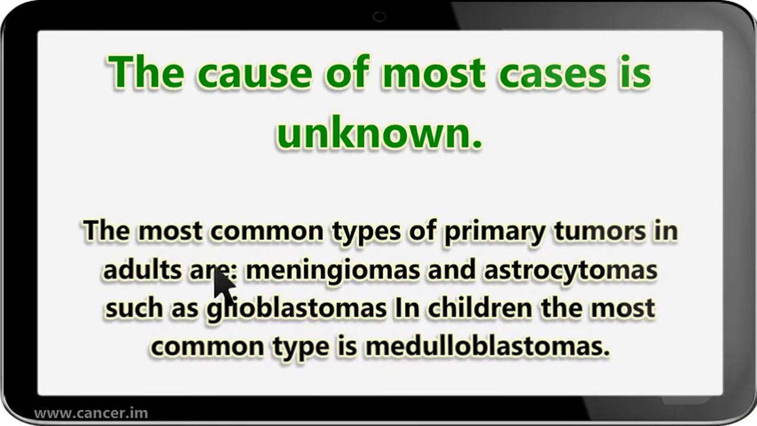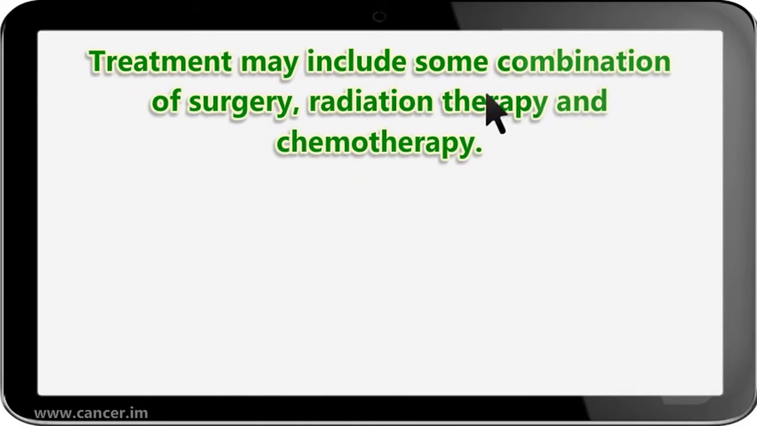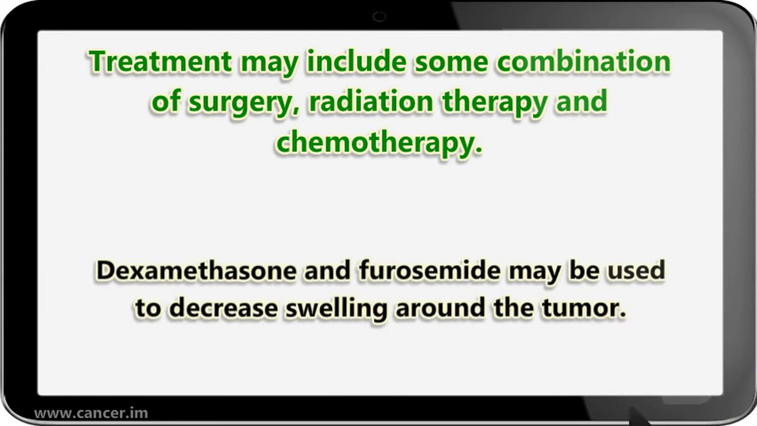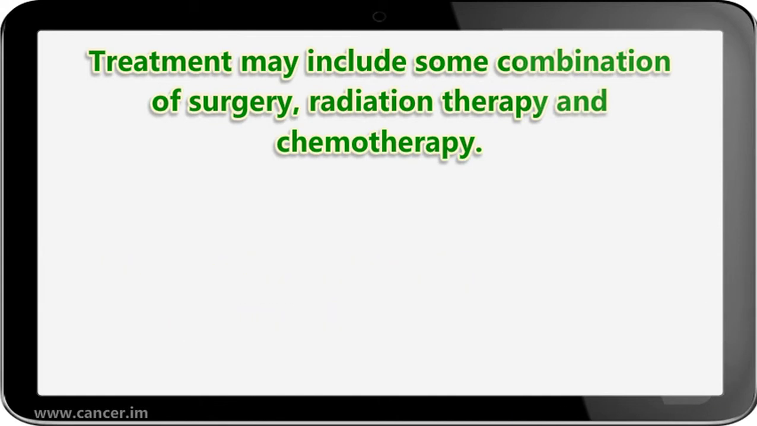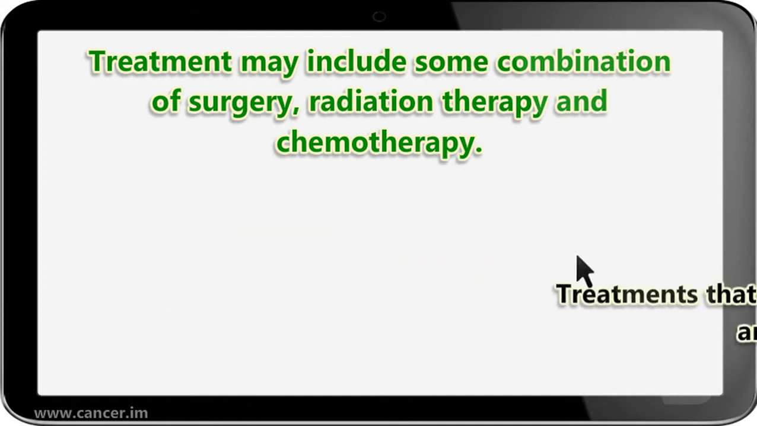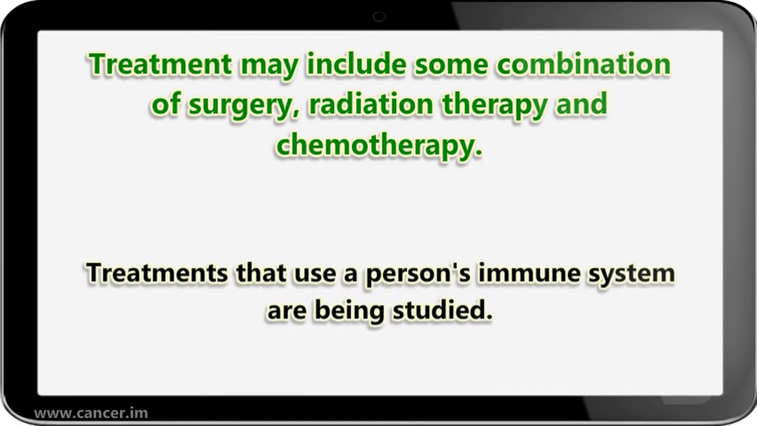The most common types of primary tumors in adults are meningiomas and astrocytomas, such as glioblastomas. In children, the most common type is medulloblastomas. Treatment may include some combination of surgery, radiation therapy and chemotherapy. Anticonvulsant medication is needed in those who have a seizure. Dexamethasone and furosemide may be used to decrease swelling around the tumor. Some tumors grow sufficiently slowly that all that is required is keeping an eye on it. Treatments that use a person's immune system are being studied.